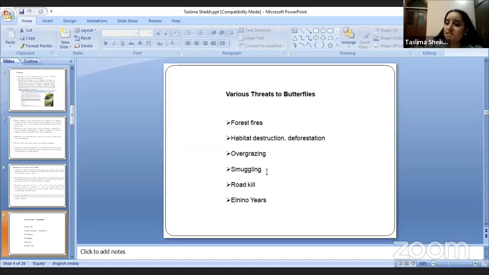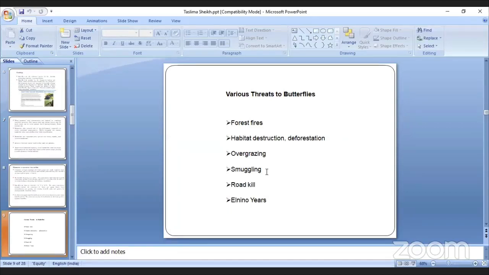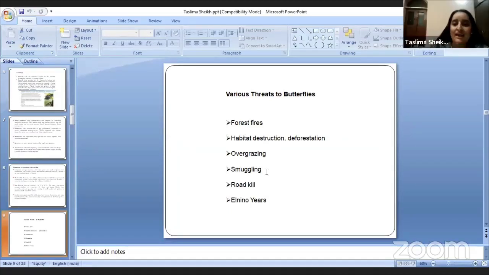And another threat is smuggling. In the northeastern part of India, we are seeing many cases of smuggling of rare butterflies, like the Kaiser-i-Hind butterfly and the Bhutan Glory. Recently it was in the news that some people were caught with so many killed specimens, and the Wildlife Conservation Department caught those specimens. And we have the Biodiversity Act 2002 also, which says that we cannot do these things illegally.